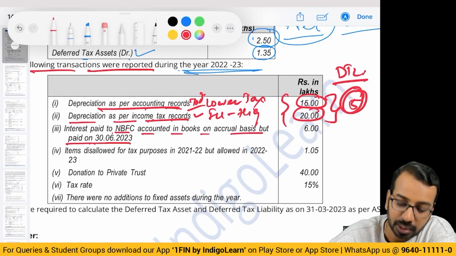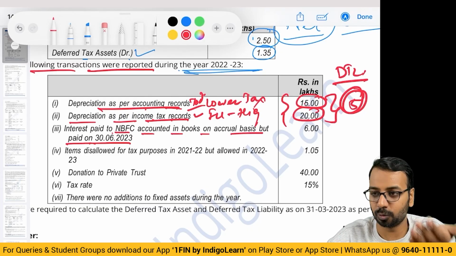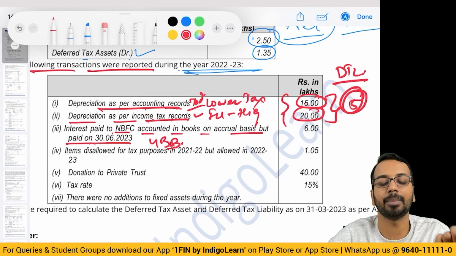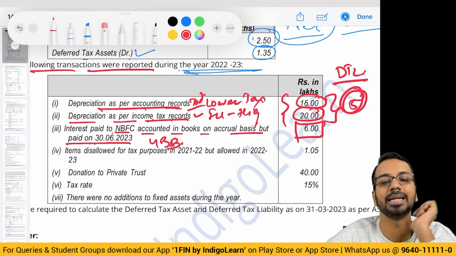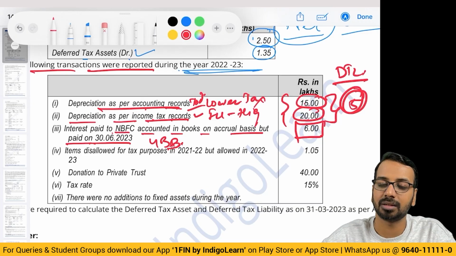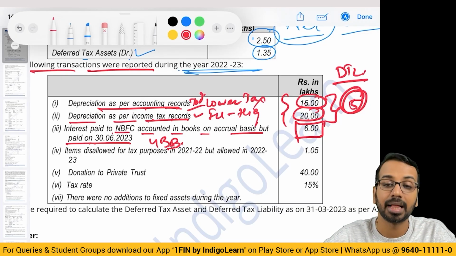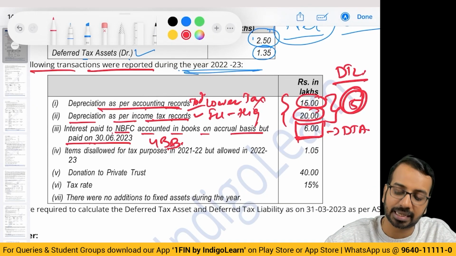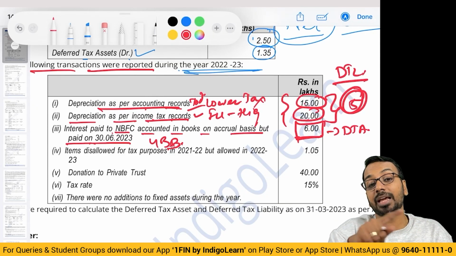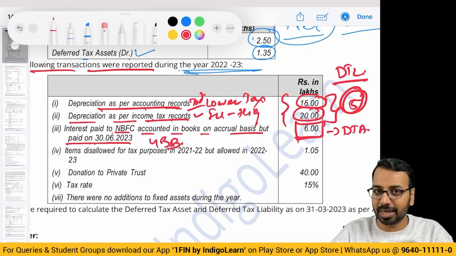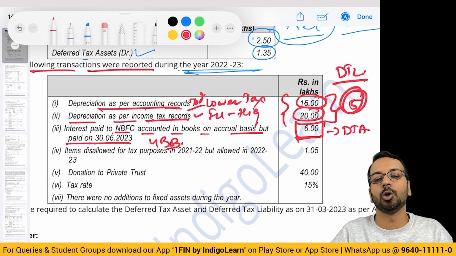Second, interest paid to NBFC accounted in the books on accrual basis but paid on 30th of June. Now this you have accounted in the books on an accrual basis, but as far as section 43B is concerned, it will be allowed on payment basis. So this will also be disallowed. If this is disallowed, my taxable income is higher, accounting income is lower. So on this 6, it will create a deferred tax asset, because in the next year when I pay, I will get a deduction, and when I get a deduction, I will pay lower taxes.